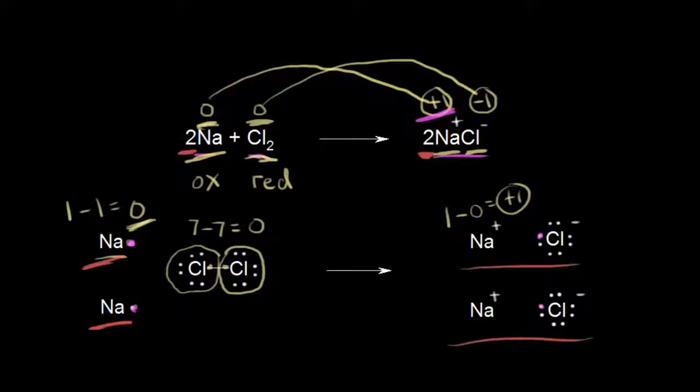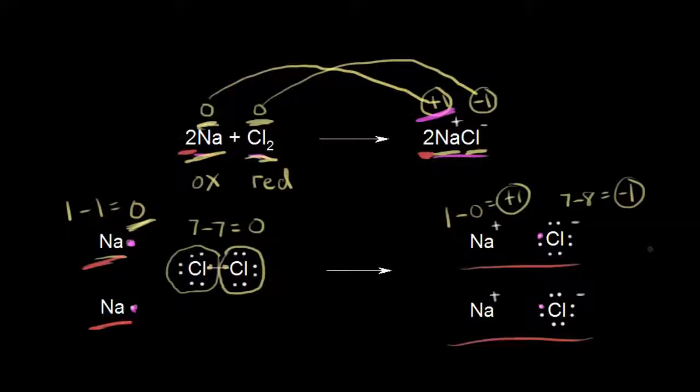And then when we do it for chlorine, right, chlorine normally has 7 valence electrons, but it gained the one in magenta. So now it has 8 around it. So 7 minus 8 gives us an oxidation state equal to -1. And so maybe now it makes a little bit more sense as to why these oxidation states are equal to the charge on the monatomic ion here.